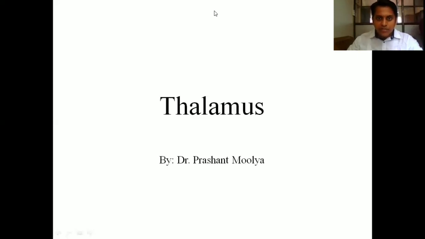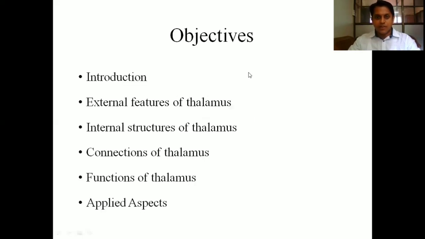So today we are dealing with thalamus. We'll study this under the following headings. We'll go with the introduction part, external features of the thalamus, internal structure of the thalamus. We'll see the various connections to the thalamus and the functions of it, and finally the application.